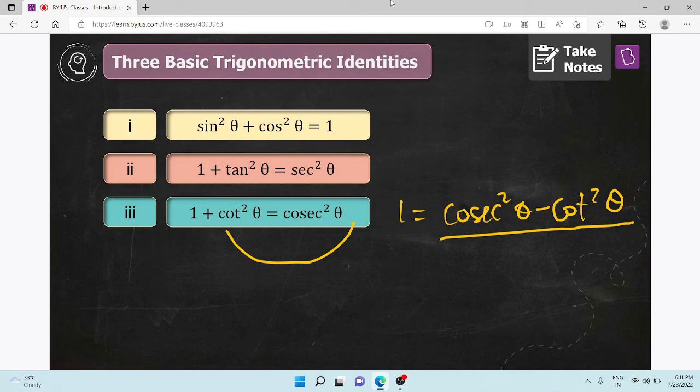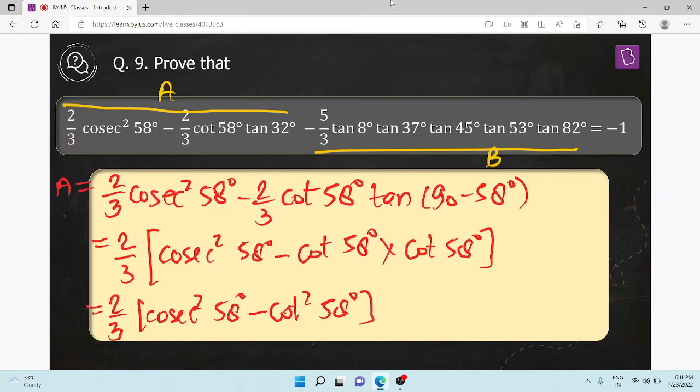The same thing we will use here. Cosec square 58 minus cot square 58 will be equal to 1. So this value will be equal to 2 by 3 only.